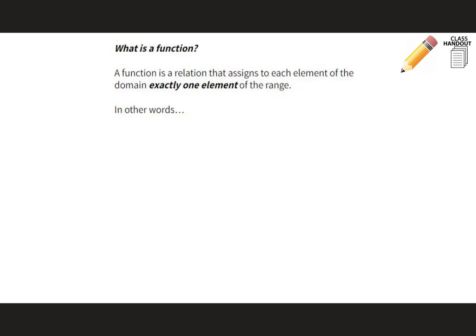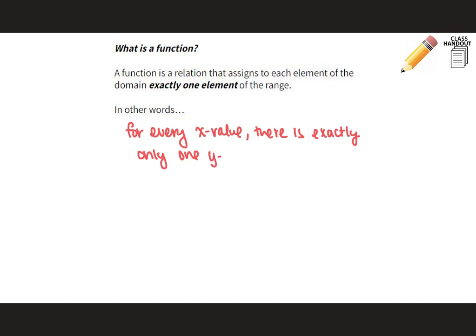So now let's define what a function actually is. A function is a type of relation that assigns each element of the domain exactly one element of the range. In other words, in simple terms, for every x value, there is exactly only one y value.